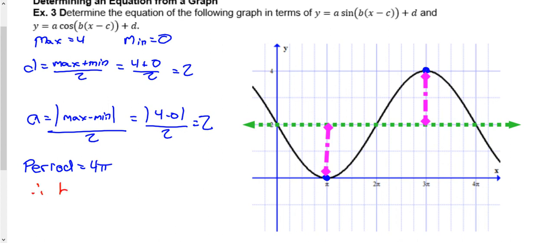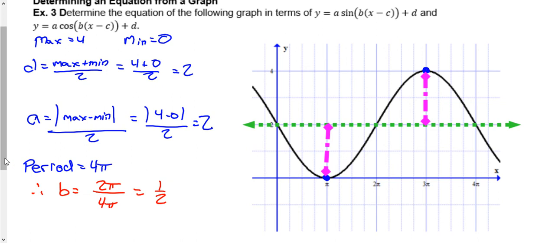Therefore our b value is equal to, you have to go 2 pi divided by 4 pi. So here pi and pi will cancel. 2 over 4 is the same thing as 1/2. So that's our b value. B equals 1/2, and so 1/2 would go into your equation. You don't have to reciprocate it by any means.